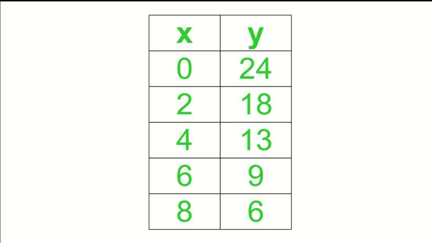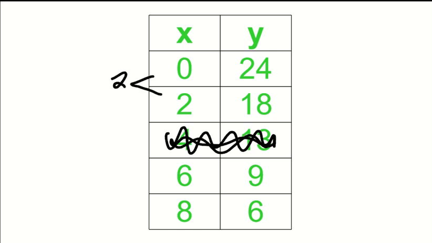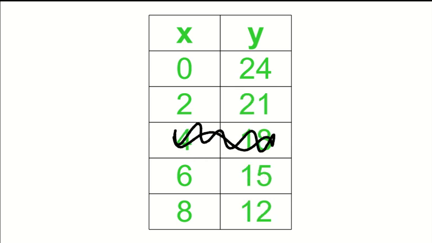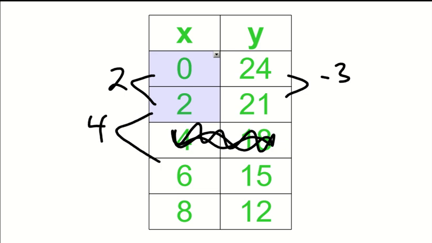Now, for today, we won't get any like that, but I'm going to pretend this one's not here, okay? So from here to here is a change of 2. There to there is -3. There's 4. There's -6. Are those the same then? Yeah. Okay.